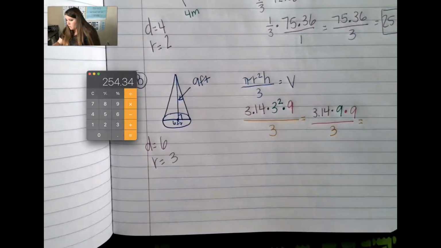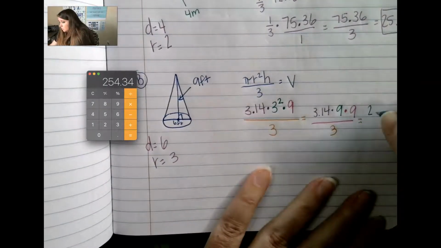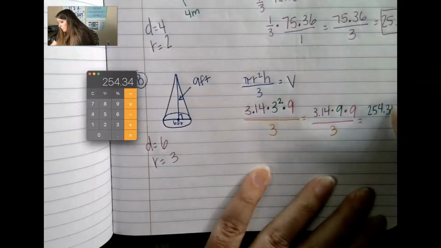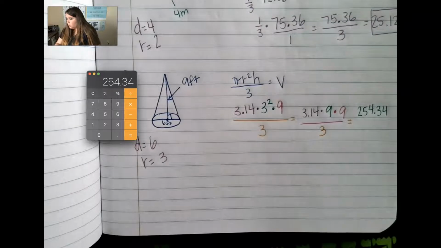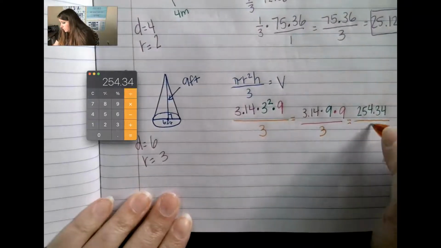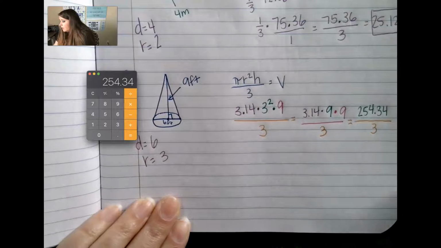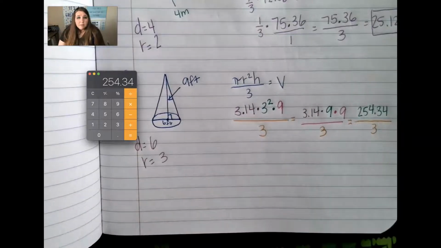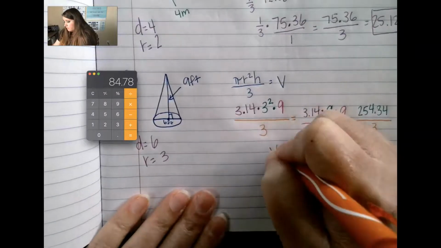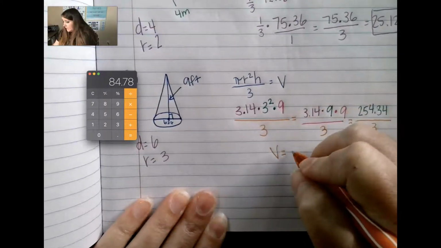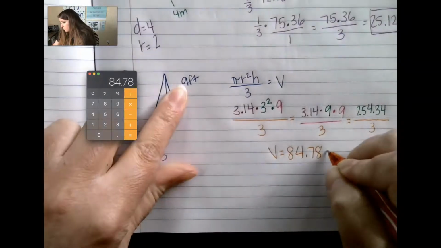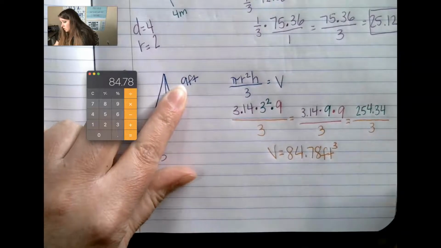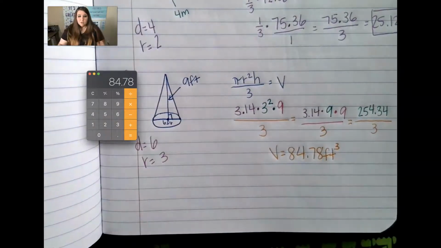And so our total on the top is 254.34, and now we just need to cut this into thirds, or divide it into 1/3. So divide by 1/3, or divide by 3, and that gives us a grand total of our volume equaling 84.78, and again we're in feet, and we're going to cube. So feet cubed.